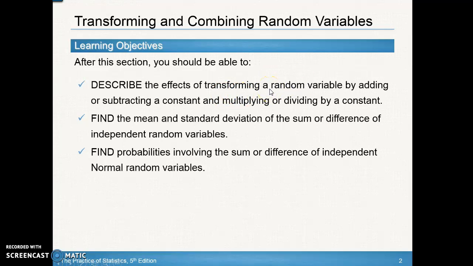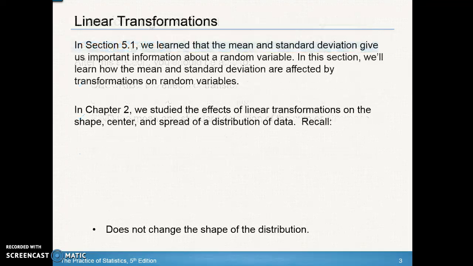So basically, like taking a probability distribution table or histogram and adding or subtracting a constant to it, and multiplying and dividing by a constant. So what happens if we add or subtract, multiply or divide? Find the mean and standard deviation of the sum or differences of independent random variables. So if I add two random variables together and make one new distribution, what's the new mean and new standard deviation? And find the probabilities involving the sum or differences of independent normal random variables. We'll go through each of these in this section, and hopefully they won't be too bad since we've done a lot of this in previous units.